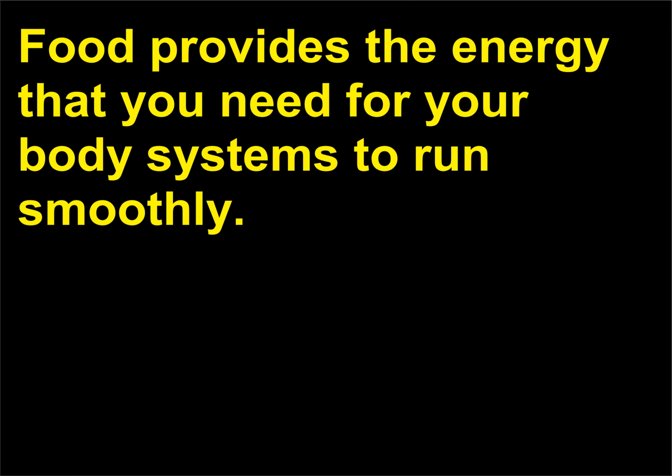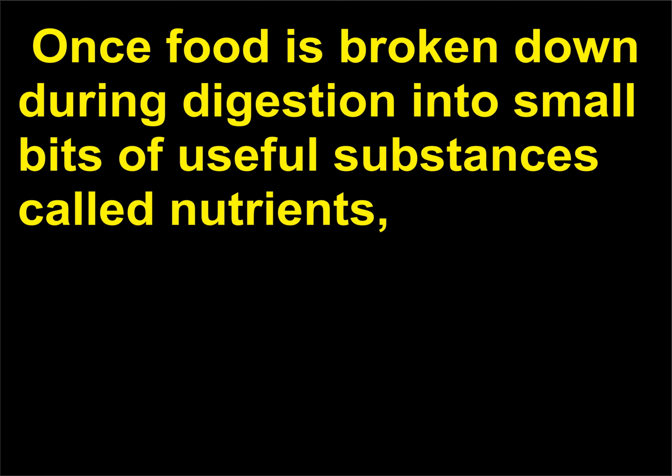Why do I pee? Food provides the energy that you need for your body systems to run smoothly. Once food is broken down during digestion into small bits of useful substances called nutrients, it passes into your bloodstream.